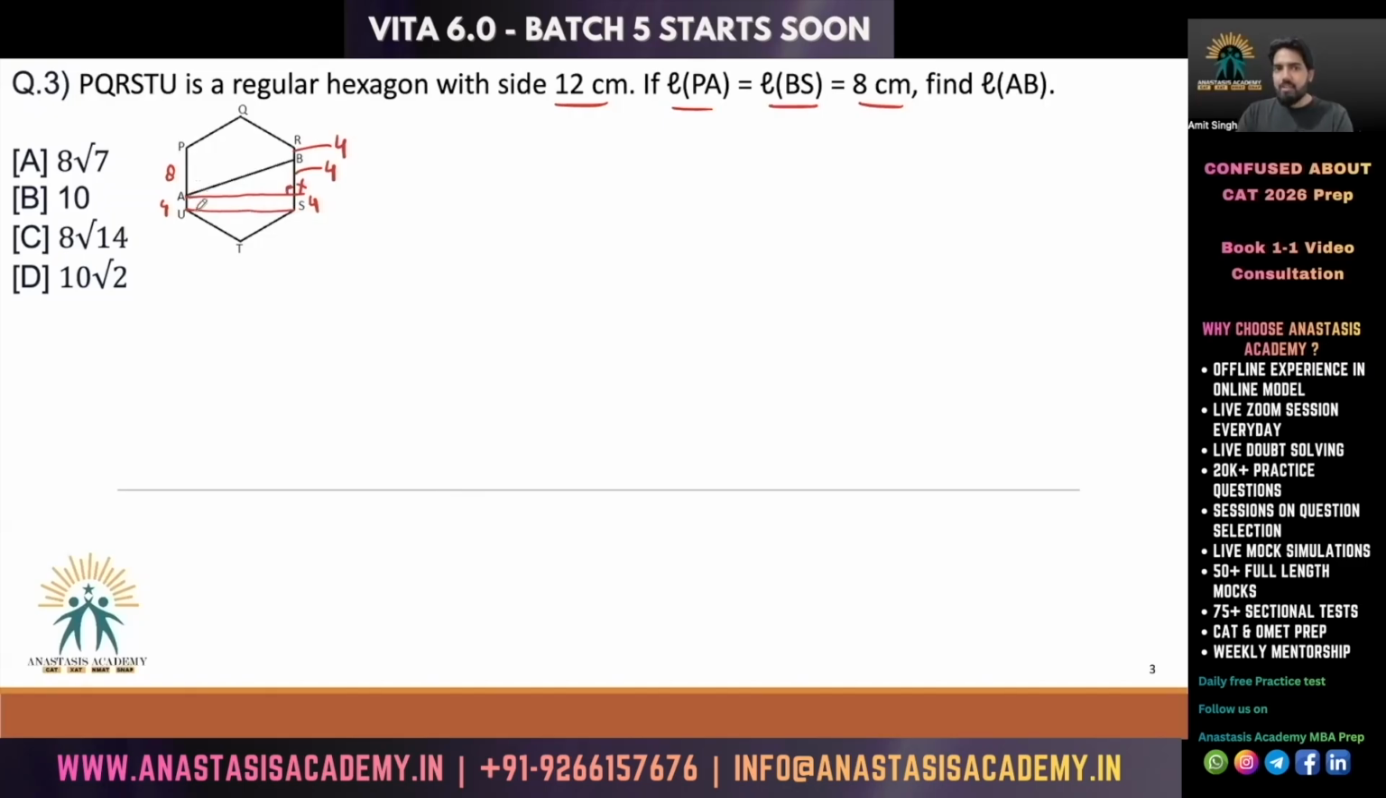This AX would be as good as the shorter diagonal of our regular hexagon, and that is US, right? How do you find the shorter diagonal of a regular hexagon? It would be 2 times the height of an equilateral triangle. And what is the height of an equilateral triangle? It would be root 3 by 2 into the side of the equilateral triangle, right?